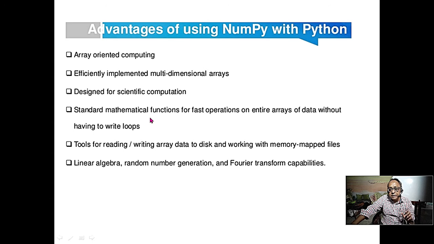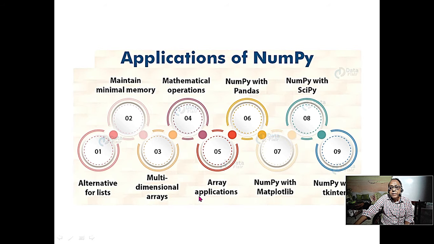We'll see to it. And reading and writing data to disk with memory-mapped files, because the whole data comes from the hard disk to your main memory, and you do the processing without for loops. We'll see that. And random number generation, Fourier transform, linear algebra, you can get the eigenvector and all these things through this. Applications: this is pandas, used very much with NumPy. We will try to cover pandas in the next one or two classes.